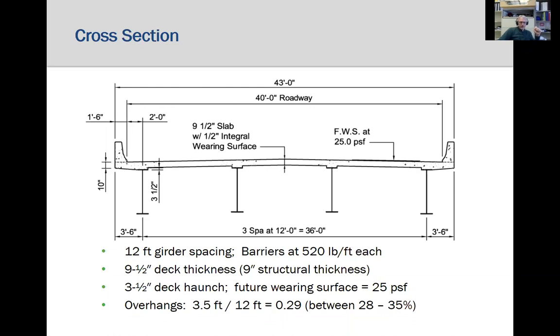Concrete barriers are assumed to weigh 520 pounds per foot each. Deck haunches over each girder are 3.5 inches thick, measured from the top of the girder web to the bottom of the concrete deck. A future wearing surface of 25 pounds per square foot is assumed. The deck overhangs are each set at 3.5 feet, which gives a ratio of deck overhang to girder spacing of 0.29. This is in between our suggested values of 0.28 and 0.35. The out-to-out width of the deck is 43 feet, providing a 40-foot roadway that can accommodate up to 3 12-foot wide design traffic lanes.